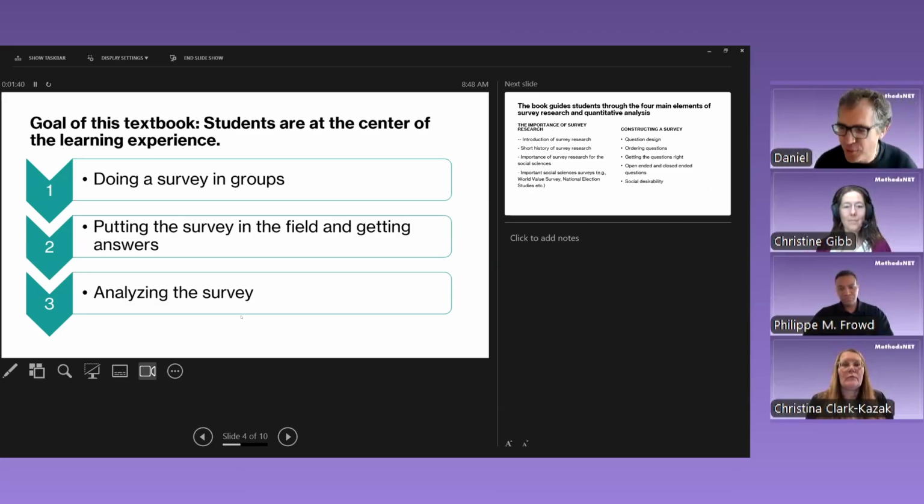First, we need to know how to do a survey. Then students will actually do a survey in groups, solicit answers, and then use their own data to analyze the survey. This is a holistic approach. It shows them, okay, here's what researchers actually do, and here's why it's relevant.